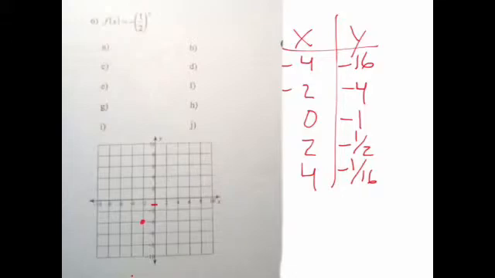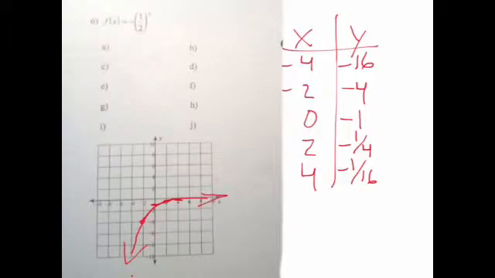And at 2, it's -1/2. No, it's not. That's not -1/2. What am I talking about? Okay, this is going to be -1/4. Anyway, it's there, and then at 4, it's -1/16. So it looks something like this.